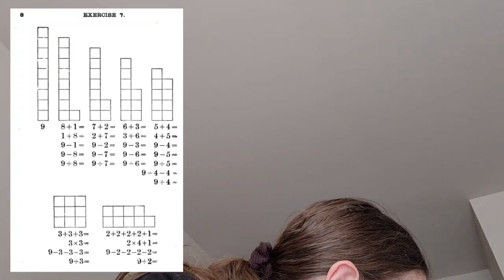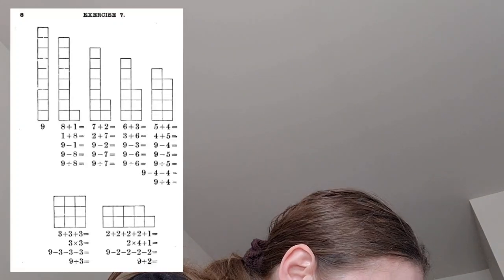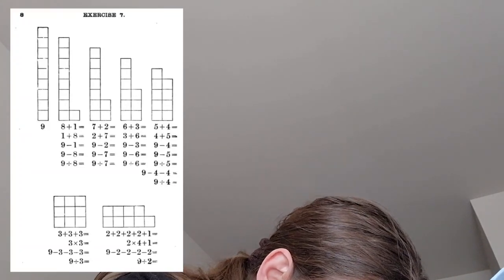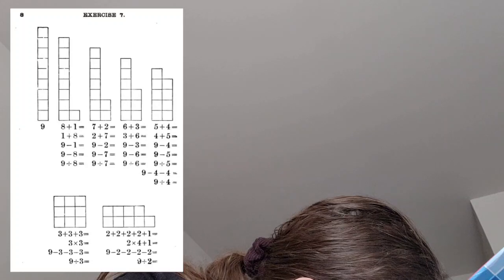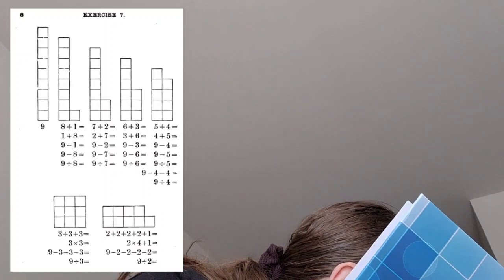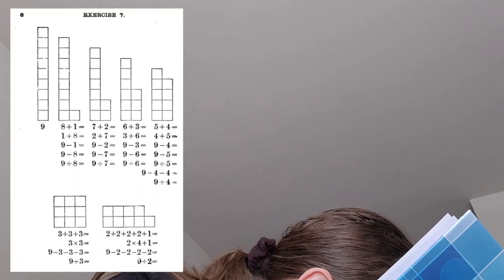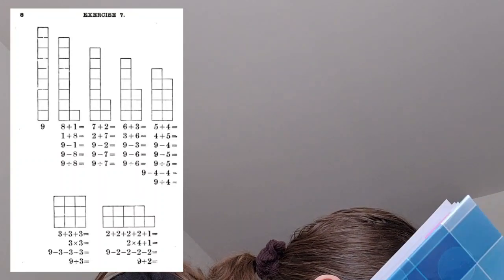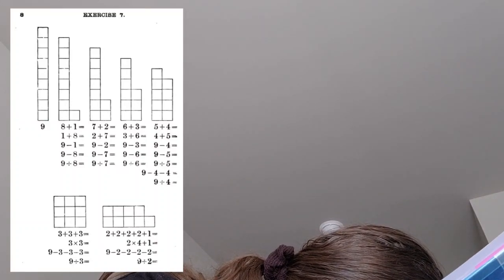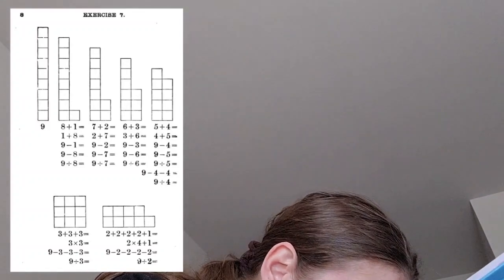So let's see. This was dealing with the number 9. And again, we're just going to do the 2 pages. It's a nice chunk per se. We'll just do these pages. So we got the number 9. 8 and 1 are 9. 1 and 8 are 9. 9 less 1 is 8. 9 less 8 is 1. 9 divided by 8 is 1 and 1/9.